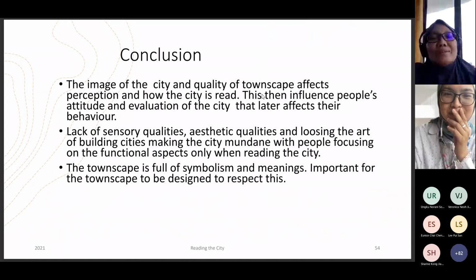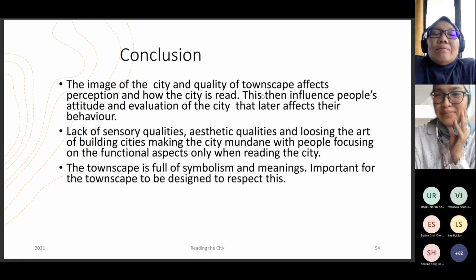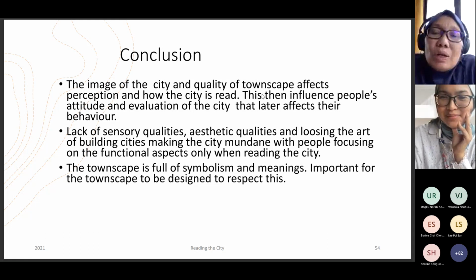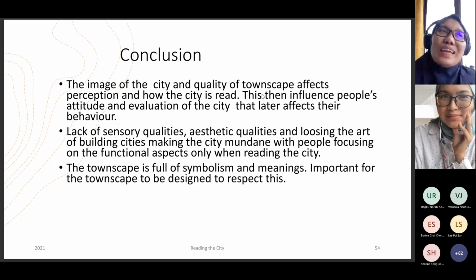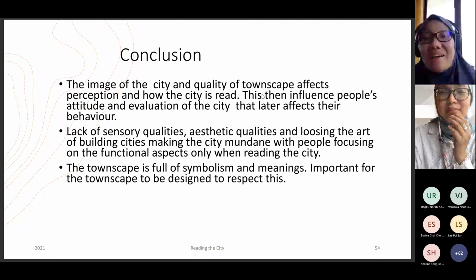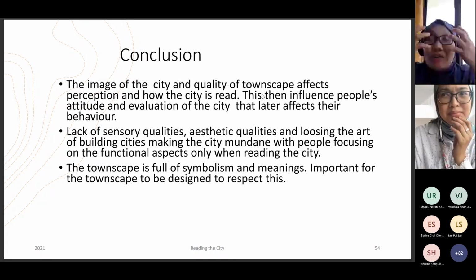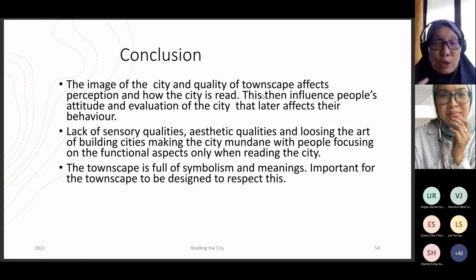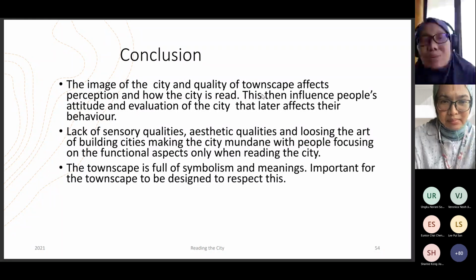Okay, good. So in conclusion, the image of the city and quality of townscape affects perception, how the city is being read, which influences people's attitude and evaluation of the city, which later affects their behavior. So as designers, we cannot just forget about the people when we do design, because the design affects people. They don't go to the city with their eyes shut or blindfolded. They actually read the city. So it's our role to give them a good book to read through the townscape, not a book that will essentially make them bored to death reading it.